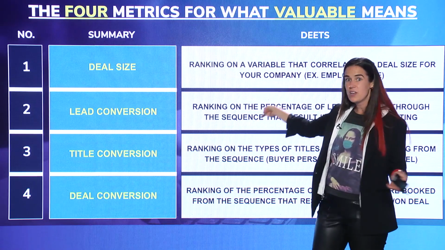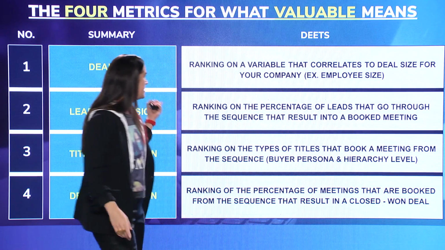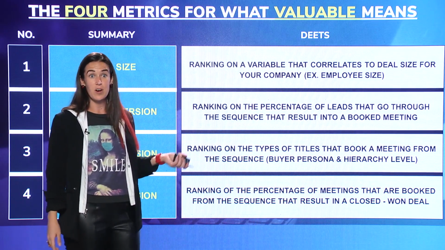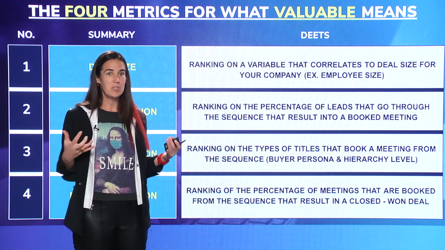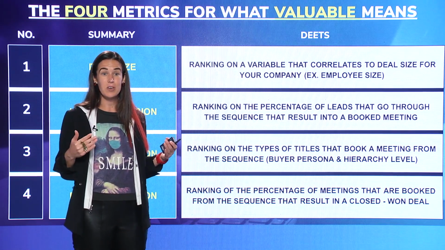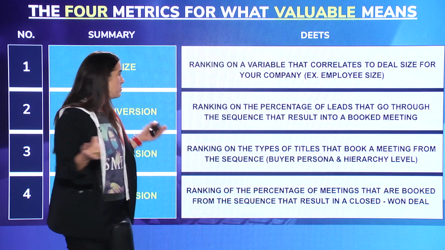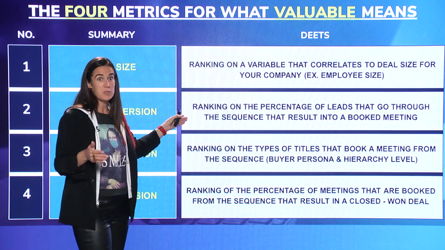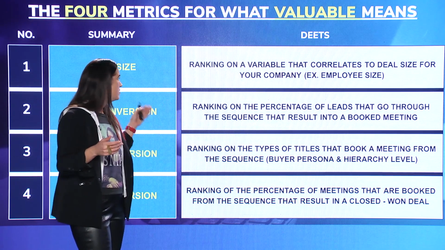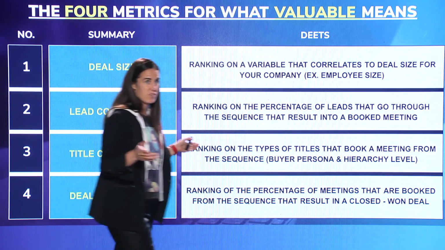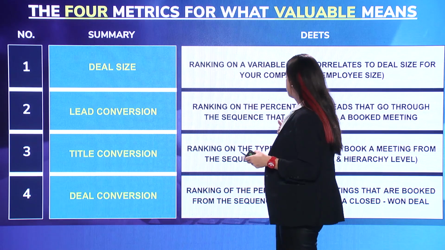Number 2, lead conversion. A valuable sequence is a sequence that a lot of people are converting on average, so a lot of people are taking a meeting. It helps you know that sequence is really good, or the people you're loading in are really good, or maybe a mixture of both. But you want to understand from an outcome perspective what the sequences are that are causing the highest percentage of leads to convert.